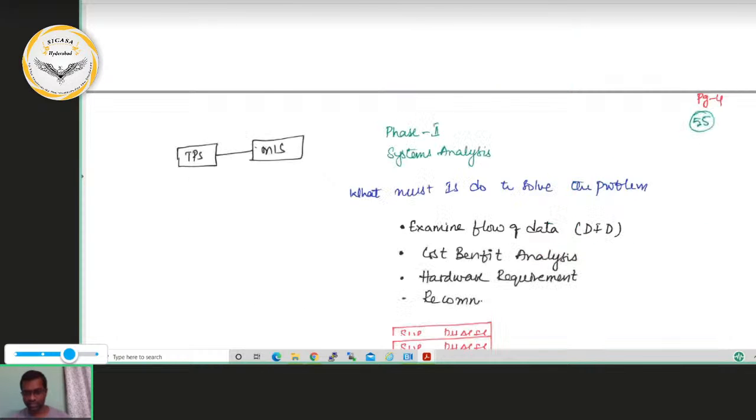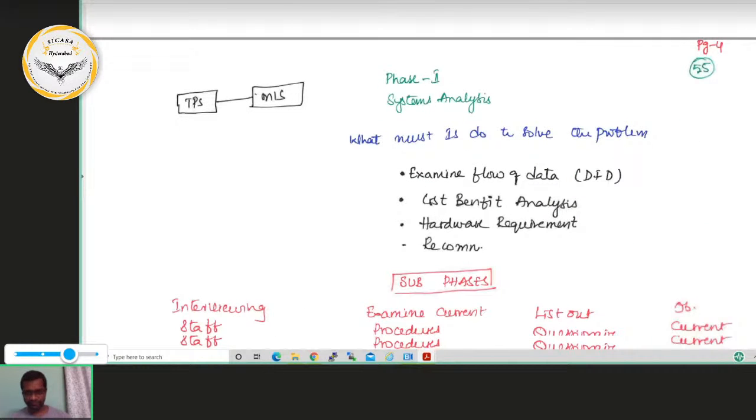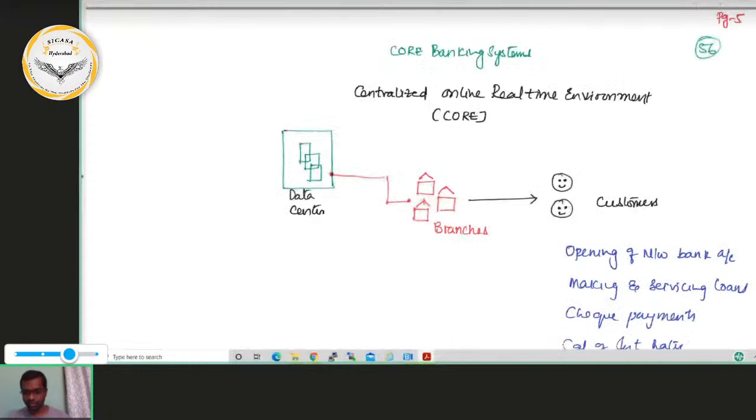With this, we have one more concept called CBS, core banking systems. This is easy, so I hope you can cope up. What do you mean by core? CORE stands for centralized online real-time environment. It is basically a software used in the banking sector for automating all the banking functions.